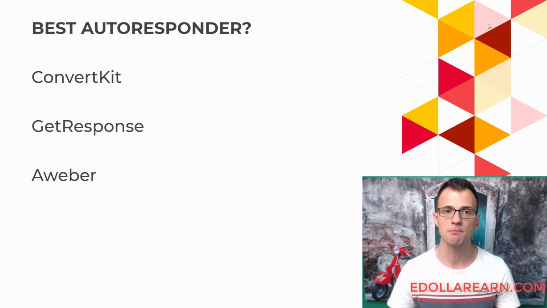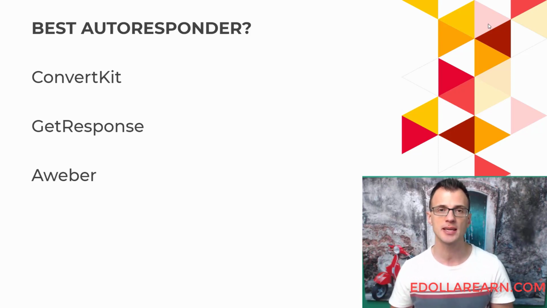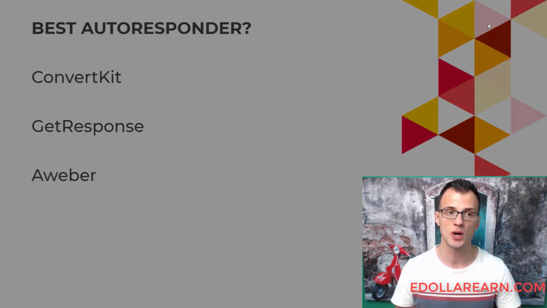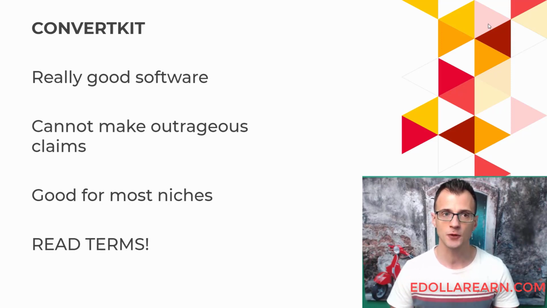So here are the three best autoresponder solutions that I personally have used and recommend for you to use. We are currently using GetResponse for one of our websites. For all the other websites, I'm currently using ConvertKit. So the three autoresponder services that I recommend are ConvertKit, GetResponse, and Aweber. I prefer ConvertKit and GetResponse. Aweber is there for backup, just in case for whatever reason you are unable to use ConvertKit or GetResponse. I'm going to talk to you about the different scenarios for when you might want to choose one or the other. So let's start with ConvertKit.